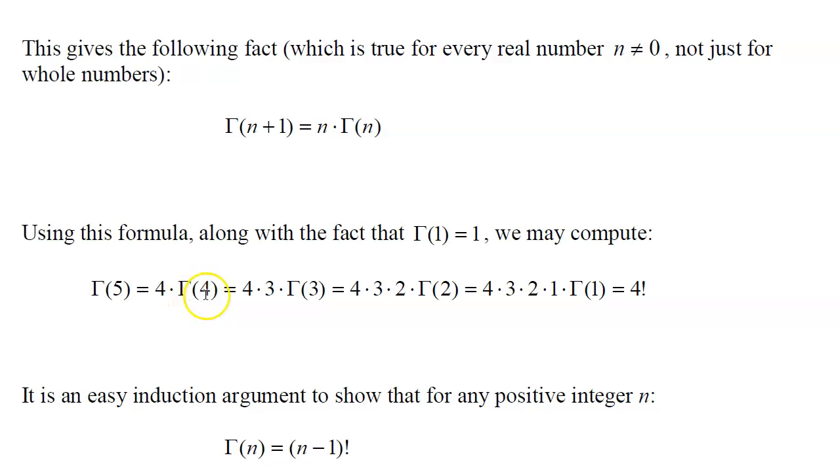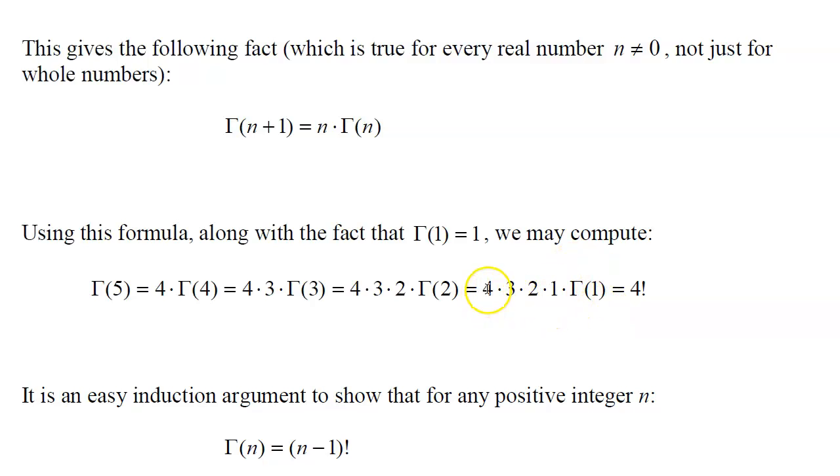But what's gamma of 4? If you let n be 3 everywhere here, gamma of 4 would be 3 times gamma of 3. So gamma of 5, which was 4 times gamma of 4, is 4 times 3 times gamma of 3. Gamma of 3 is 2 times gamma of 2, and gamma of 2 is going to be 1 times gamma of 1. But gamma of 1 was 1.